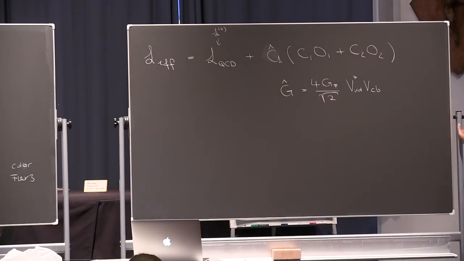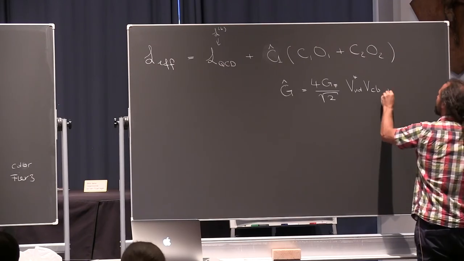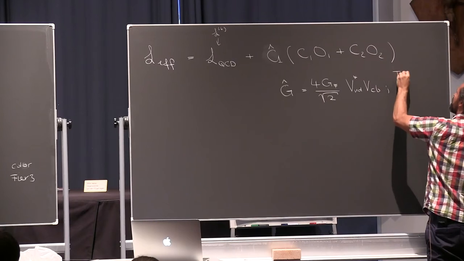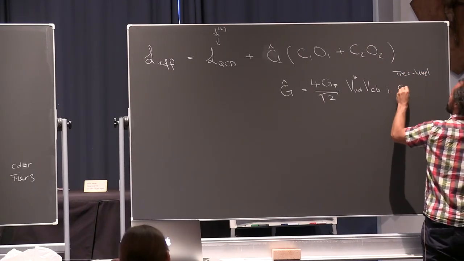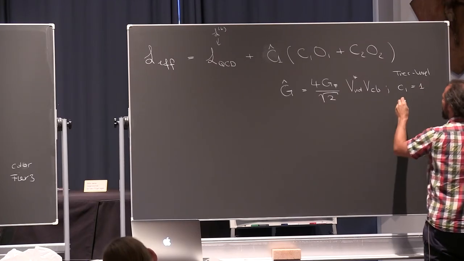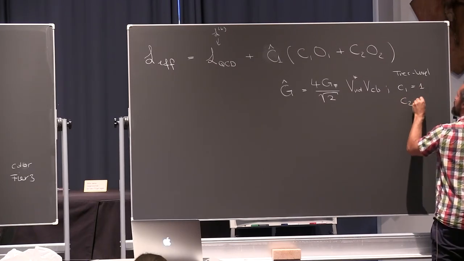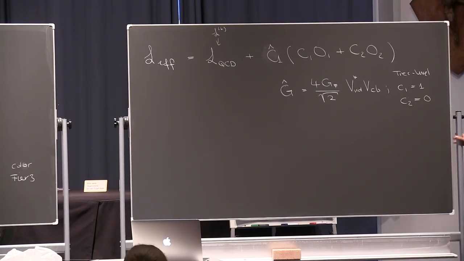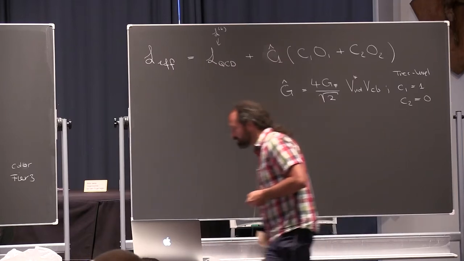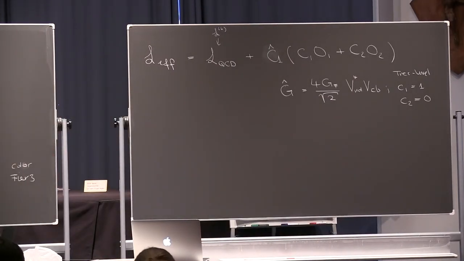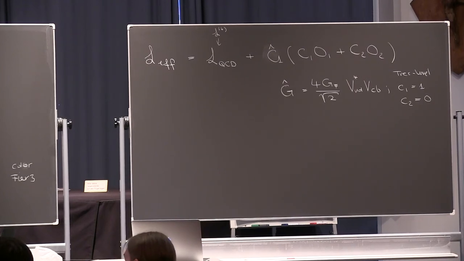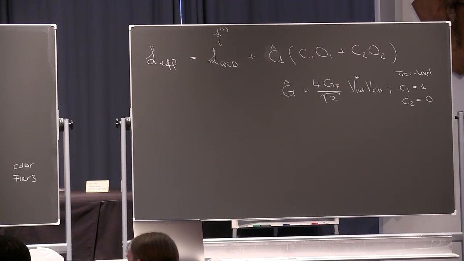Now, if you take out this normalization factor, then at the tree level, the C1 is equal to 1. I'll just draw the diagram in a second. And you would find that the C2 is equal to 0 at the tree level. But because we want to discuss renormalization and renormalization group improved perturbation theory, we'll now go to one loop. And so I want to write down the one loop diagrams contributing to this quark level process, both in the standard model and also in the low energy effective theory.